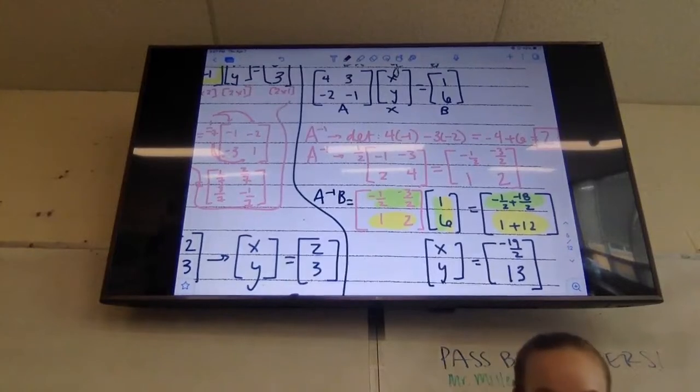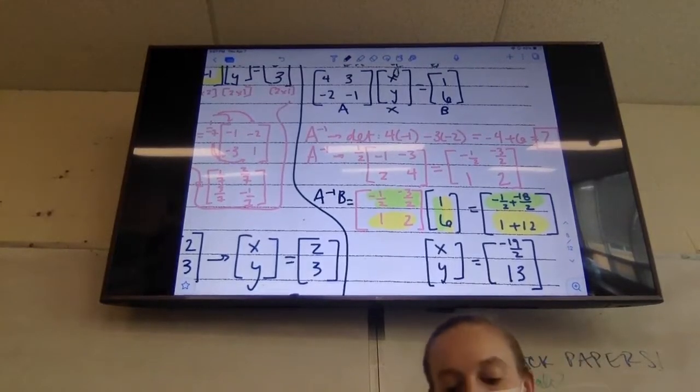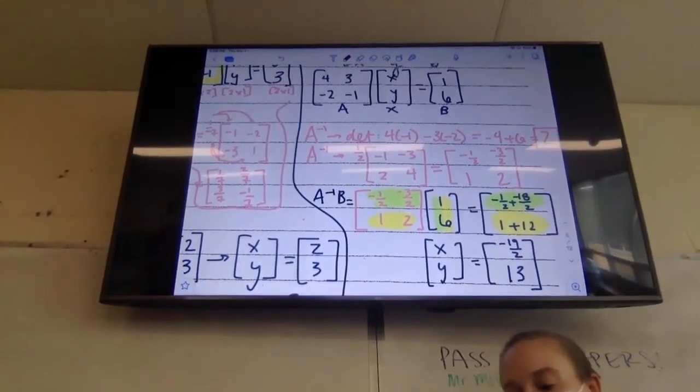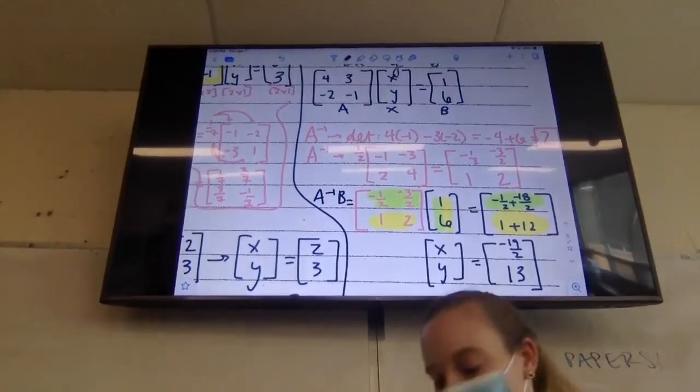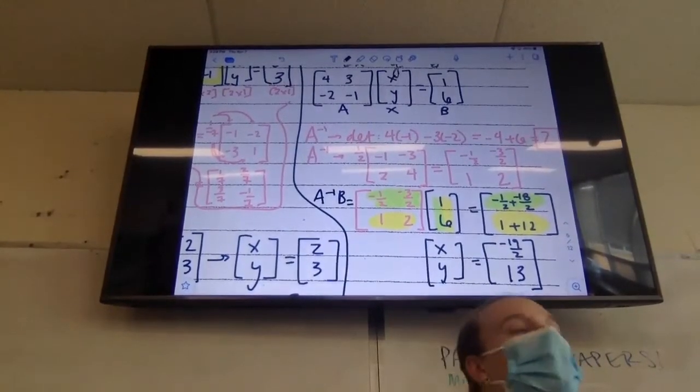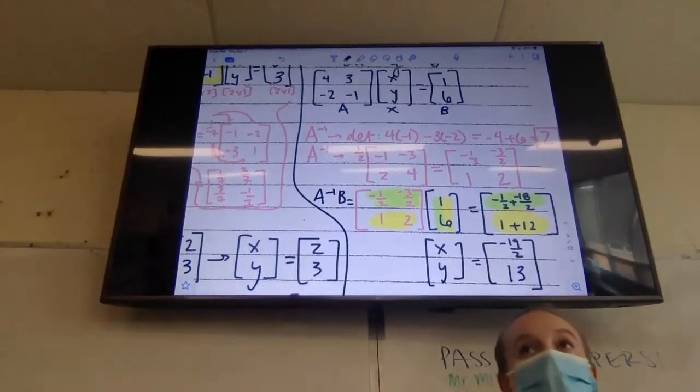All right, I've got my determinant up there. I've got my inverse matrix. I've got my answer and I multiply them together. I left mine in a fraction, but if you want a decimal, that's okay.